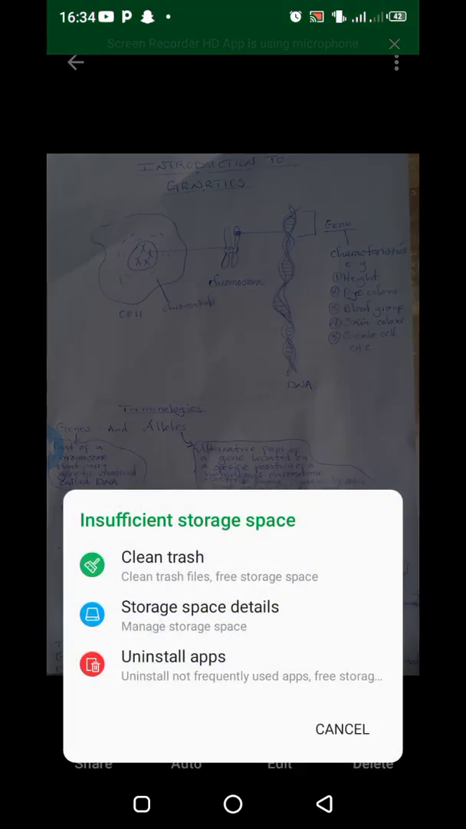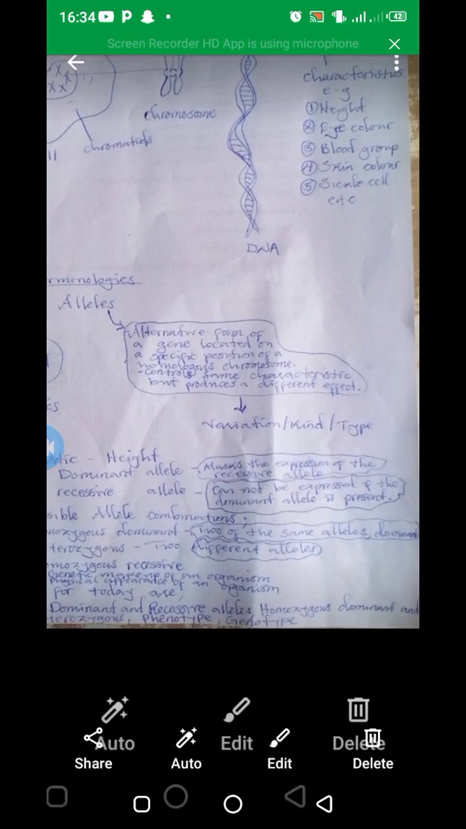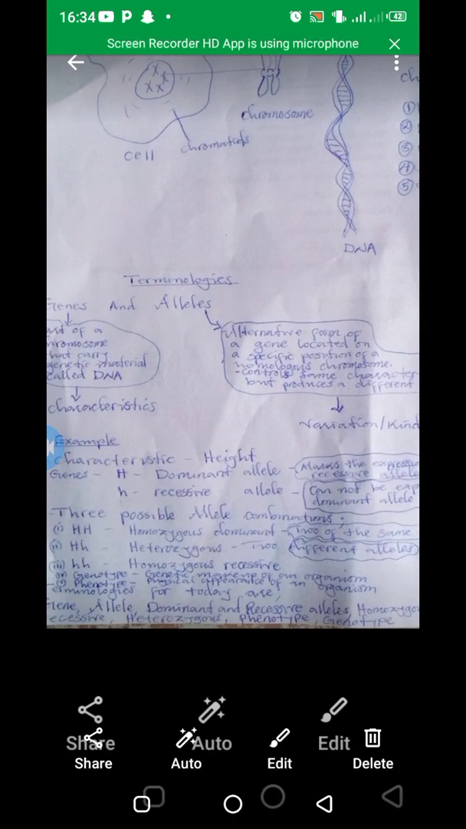Okay, so we get back to our lesson. We have an example there. We have a characteristic of height, and we're going to be using H as a dominant allele, that is capital letter H, and small letter h as a recessive allele. And there are three possible allelic combinations. We have homozygous dominant, meaning two of the same alleles, in this case dominant. Then you have heterozygous, which has two different alleles, a dominant allele and a recessive allele. And then we have homozygous recessive, where we have two recessive alleles. And genotype just refers to the allelic combinations: homozygous dominant, heterozygous, homozygous recessive.